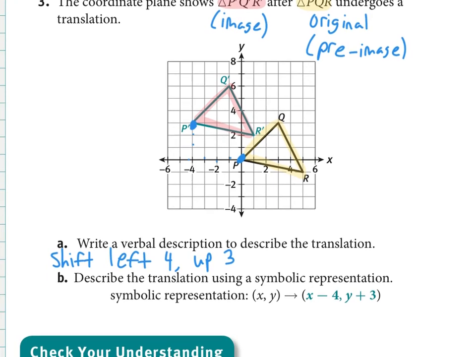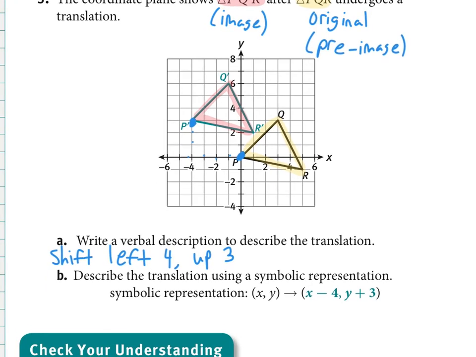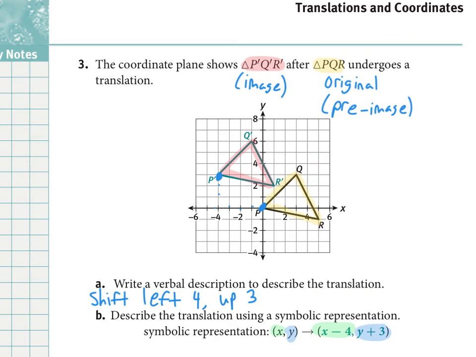And again, the symbolic representation of that: anything left or right is dealing with x values. So to go to the left 4, you would take the original x and subtract 4 from it. That arrow just means that it's moving, it's going to there. While the original y values are going 3 higher, up 3, y plus 3.